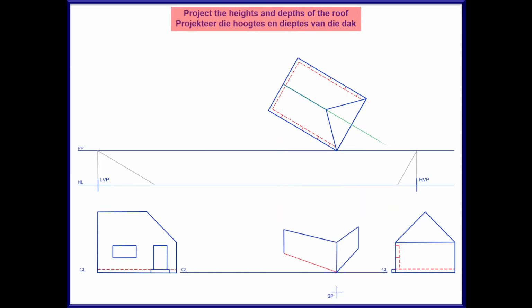Next, we need to project the height and depth of the roof. I will first extend the roof pitch and stay parallel to the sides of my top view. I'll project 90 degrees down, and that will be my height line. Project over from the front view, where those two lines meet, I will project that towards my left-hand vanishing point, and that then will be the height line for the pitch of the roof.